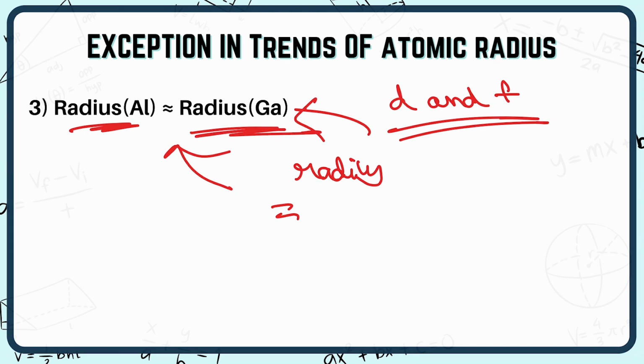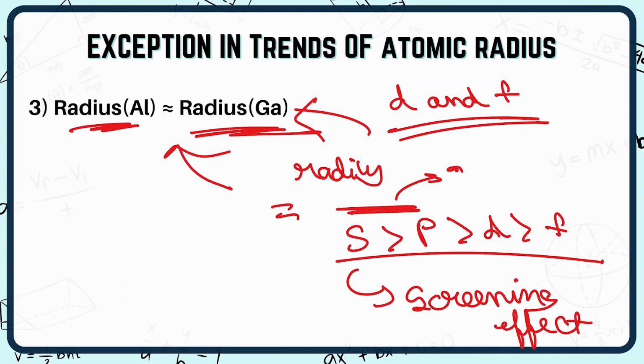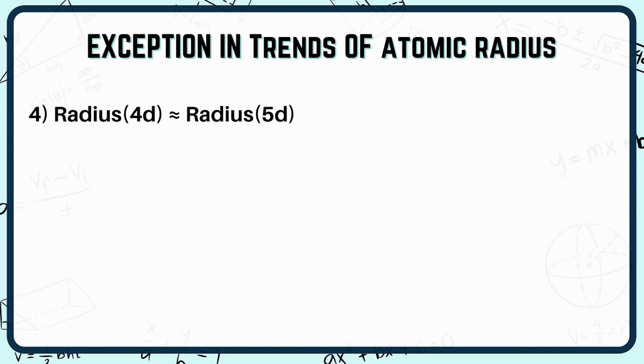From this particular thing we also understand that S, P, D, F, this is the sequence for screening effect. The earlier ones have good screening effect and the later ones have poor screening effect. Got it? Okay, let's move further.